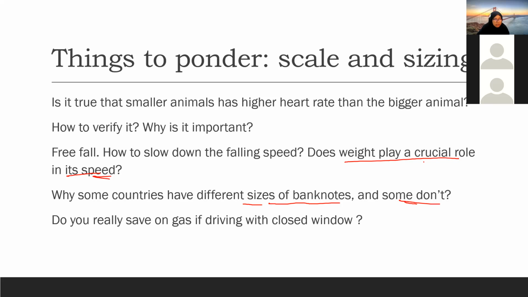Kan, tapi kalau awak pergi US, semua duit dia sama, $5, $1, $100, semua dia punya size tu sama. Dan kadang-kadang kita mungkin boleh tertukar. Kenapa dia tak buat benda yang sama? Kenapa dia tidak membezakan size tu? Mungkin ada alasan dia sendiri.